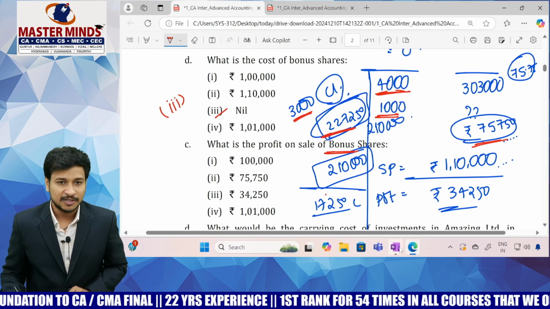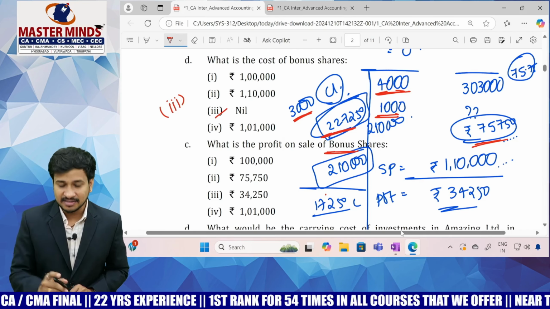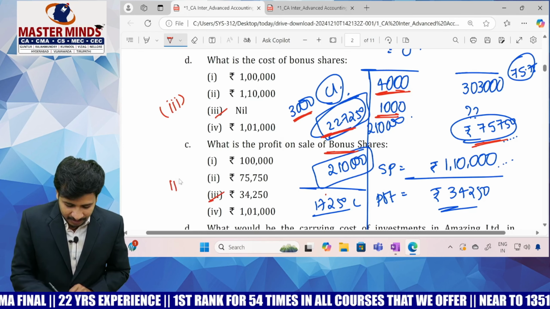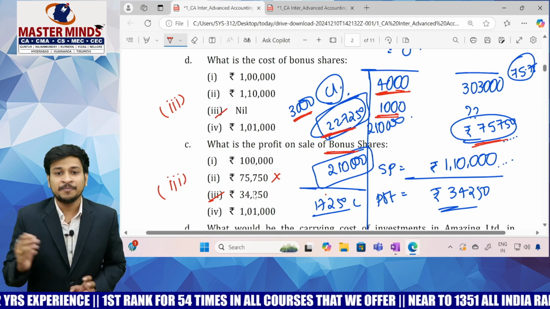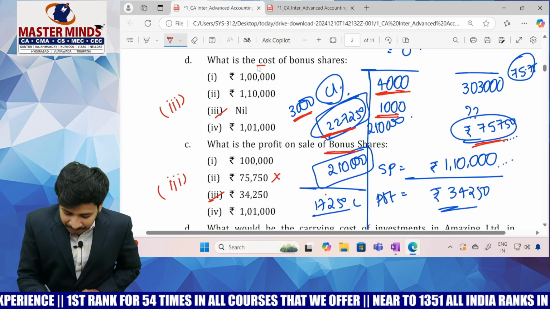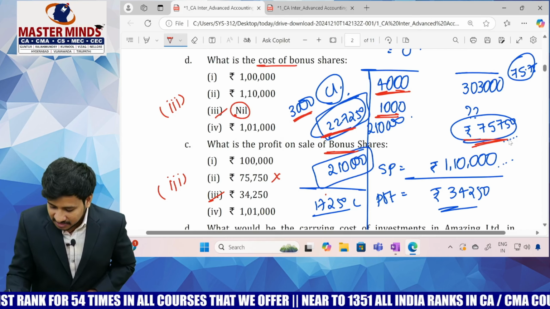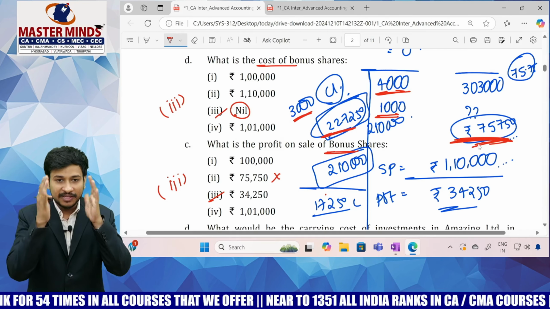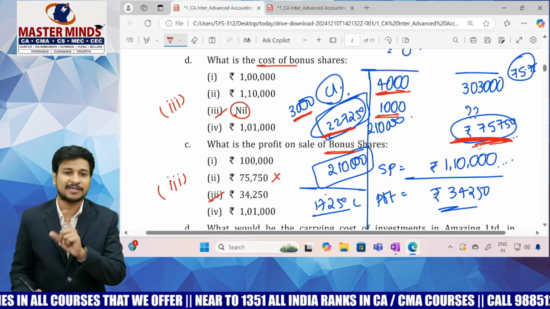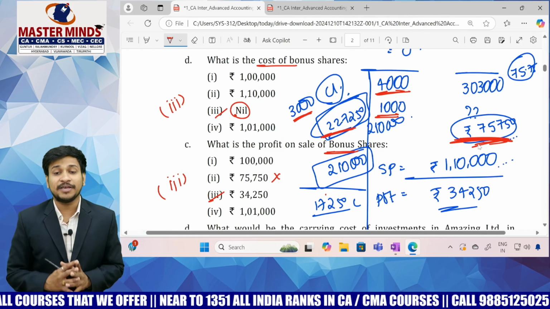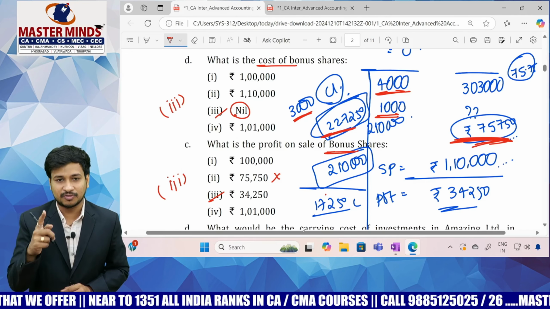No, that's wrong. Because you need to apply the weighted average cost method here. And hence the profit is 34,250, which is option number 3 again. But it's not 75,750. Be careful, because what happened here, the cost of bonus shares is 0 and the selling price is 75,750. So you'll be thinking that 0 is sold for 75,750 and profit is 75,750, but absolutely not. Reason being, you have to apply the weighted average cost method if nothing is given, and hence 34,250 is the profit.